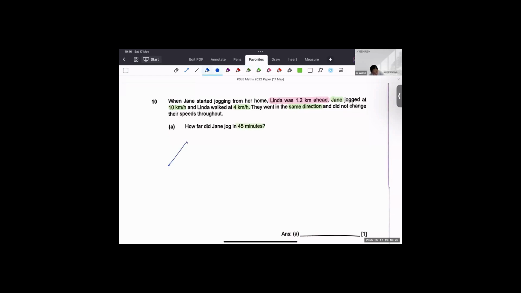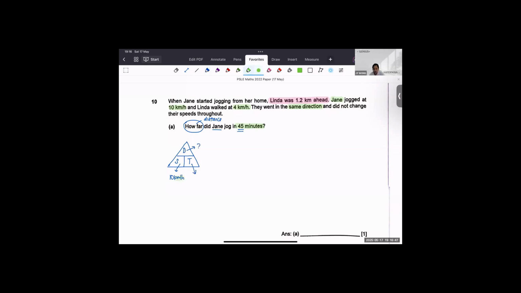I know most of you haven't learned speed, so we're going to draw the triangle. Distance, speed, and time. How far means you are looking for distance. Okay, let's look at Jane. Jane's speed was 10 kilometers per hour. Then we want to find distance, so we need time. Do we have the time? Yes, but this is in minutes.